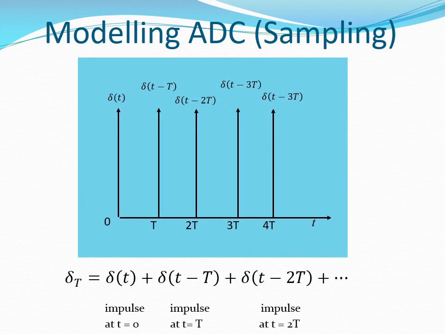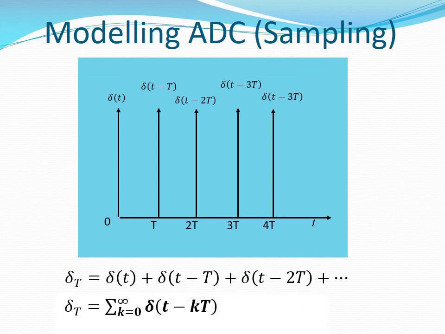The sampler is modeled as a sequence of impulse functions. The functions are at instants 0, T, 2T, 3T, 4T, etc. The mathematical expression for the sampler is a summation of these impulse functions. In compact form, it is represented as the summation for k equals 0 to infinity of delta(t minus kT).